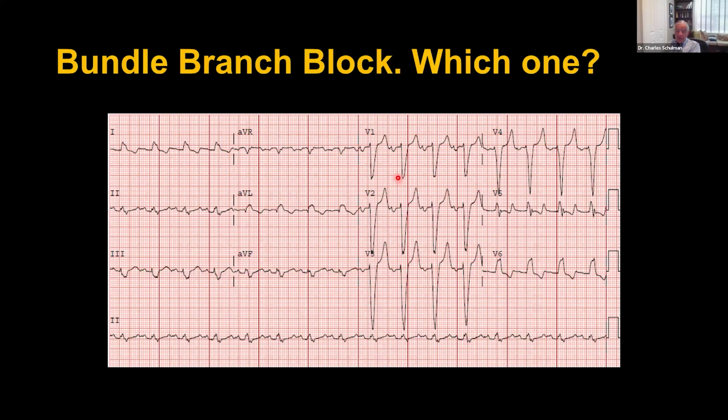Okay, here's another one. Wide complex, QRS is greater than 120 milliseconds. Is this right or left bundle branch block? Well, it's traveling away from V1, that is negative in V1, that is down, that is left bundle branch block. Okay, so right bundle travels toward V1, left bundle travels away from V1. Simple as that.